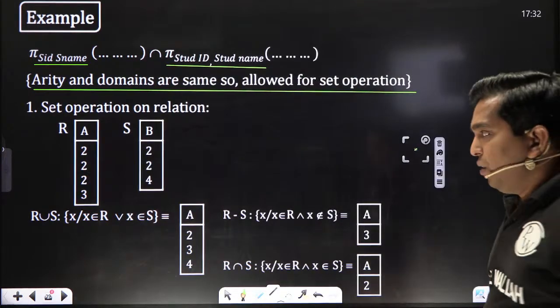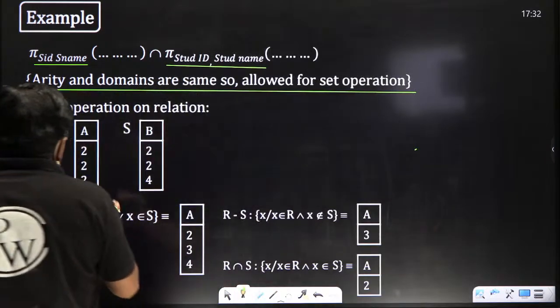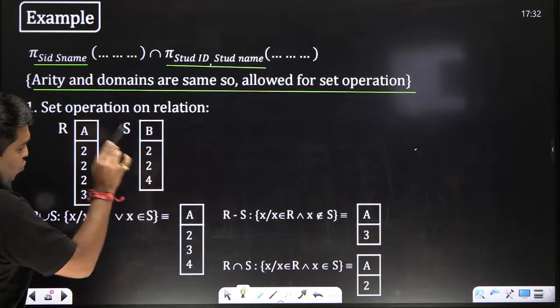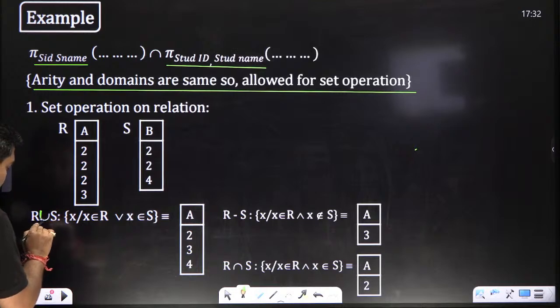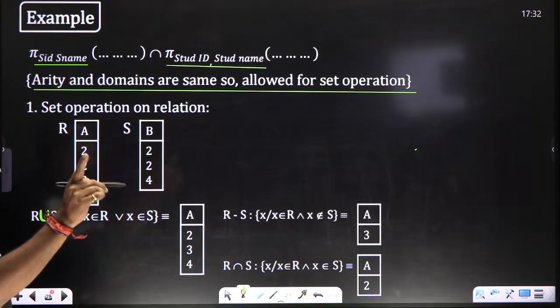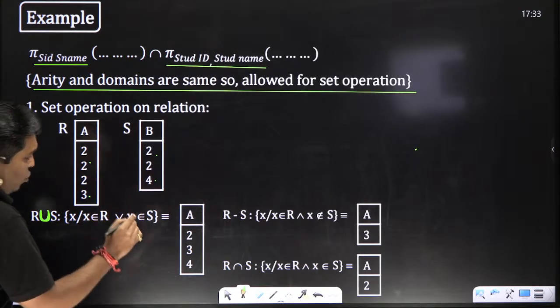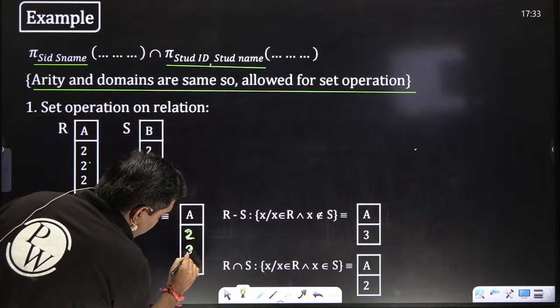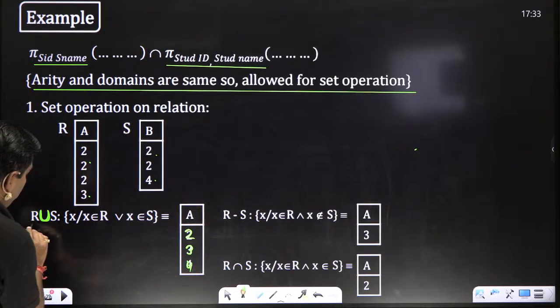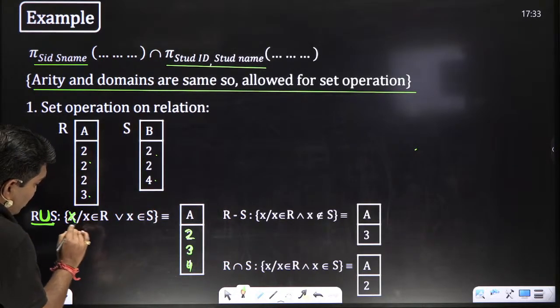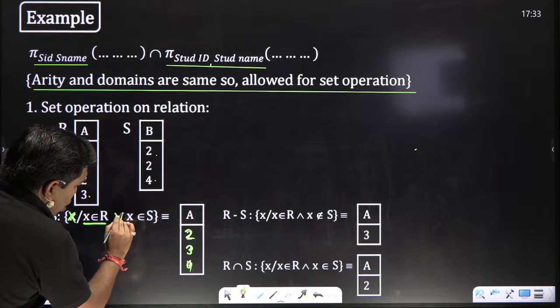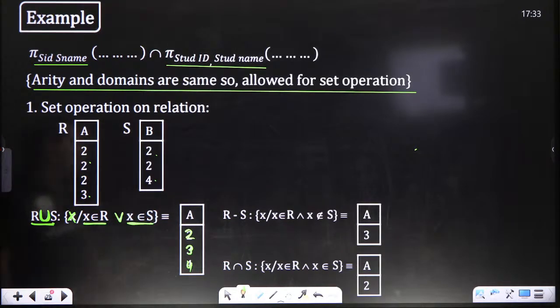Listen carefully. Here we have R with 2, 3, and here S has 2, 4. Whenever you do the union, what happens? By default it eliminates the duplicates. Here we have 2 3, here we have 2 4. So what are we getting? 2, 3, 4. What is the meaning of union? Those values of x which belong to R or which belong to S.